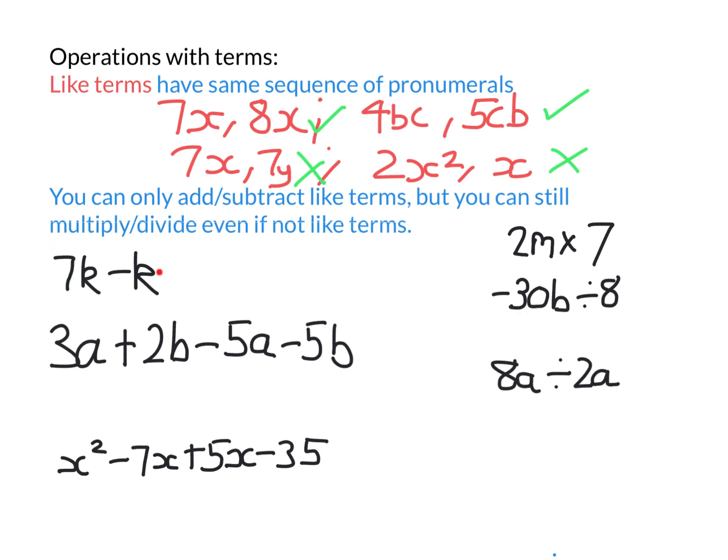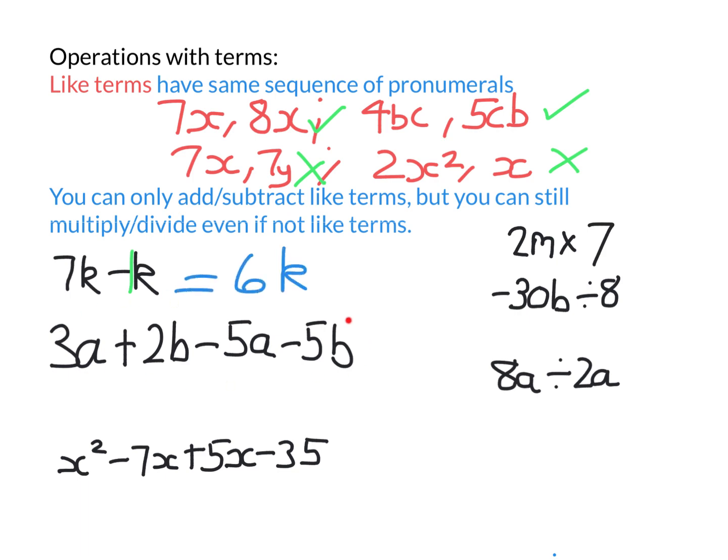Well, these two are like terms. They both have 1k. So remember, if no coefficient, no number is written in front of a pronumeral, assume it's 1. So this is 7k minus 1k. Now, a lot of people think you cross out the k's. You don't do that. Think of it like this. If you had 7k's and you took away 1k, you would now have 6k's. The answer to that's 6k.